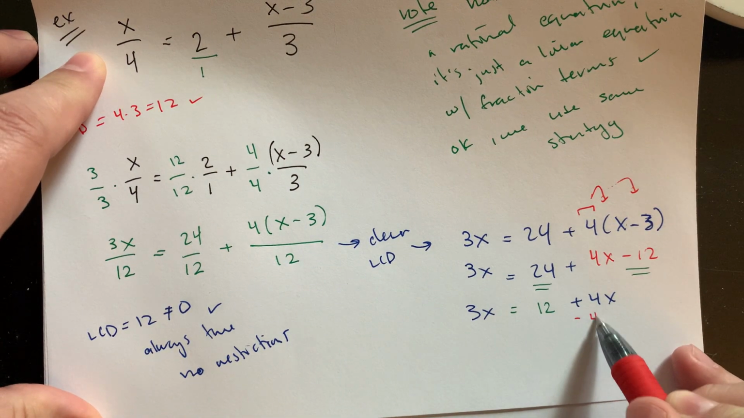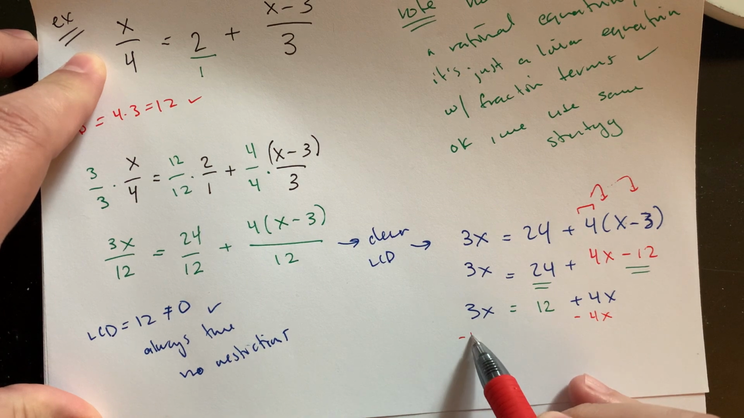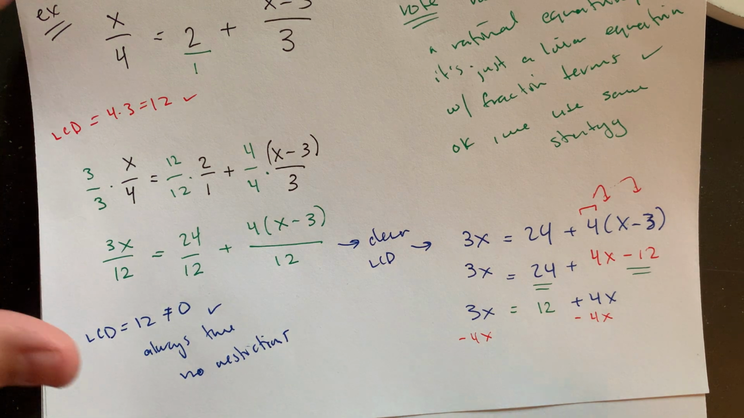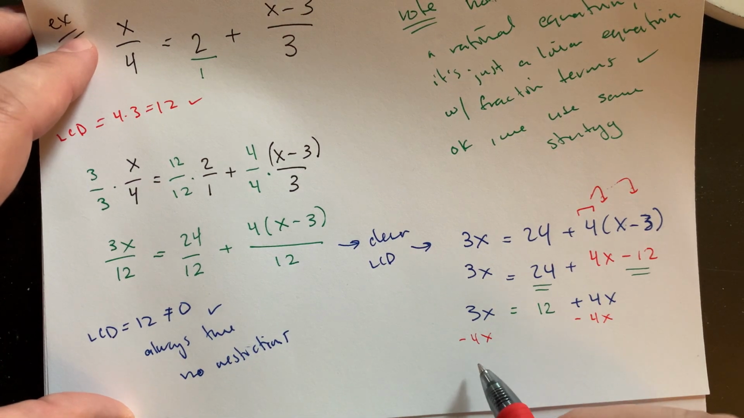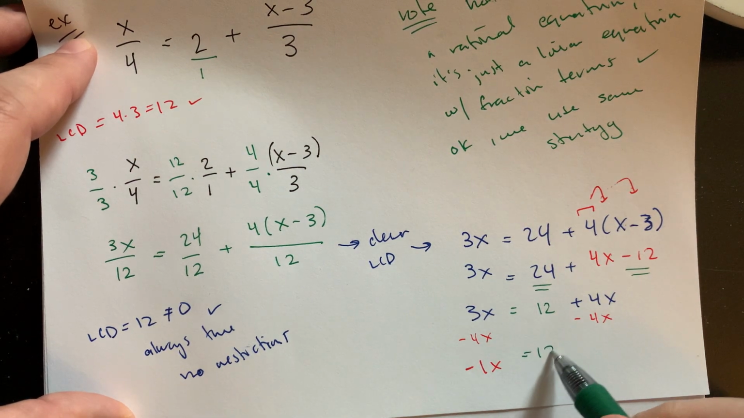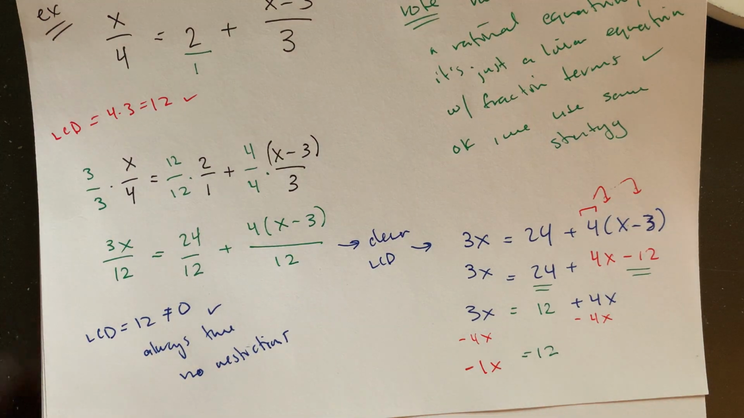Sometimes people ask the question of should I bring the x's to the left or to the right, or does it matter? And the answer is it doesn't really matter. All things equal, in theory, I like to move stuff such that you get a positive x term. This is going to give us a negative x term. This would be negative 1x equals the 12 that's here.